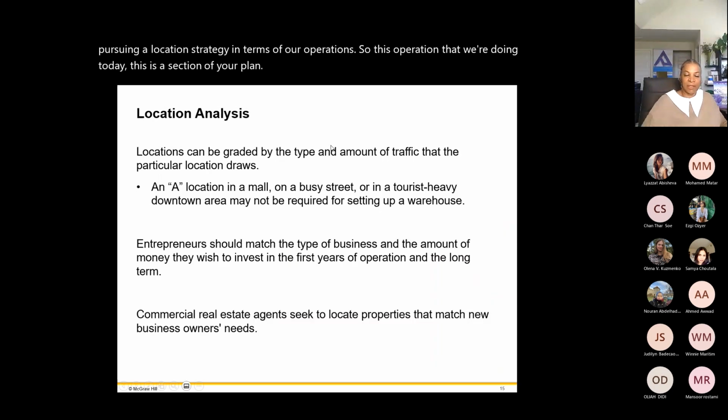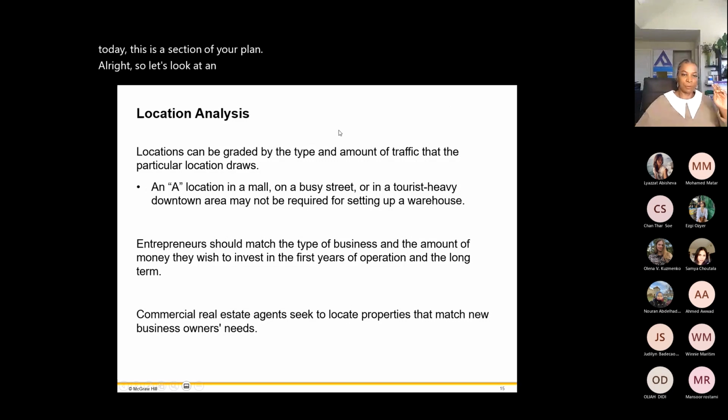All right, so let's look at an analysis of location. An A location is in a mall, on a busy street, or tourist heavy.